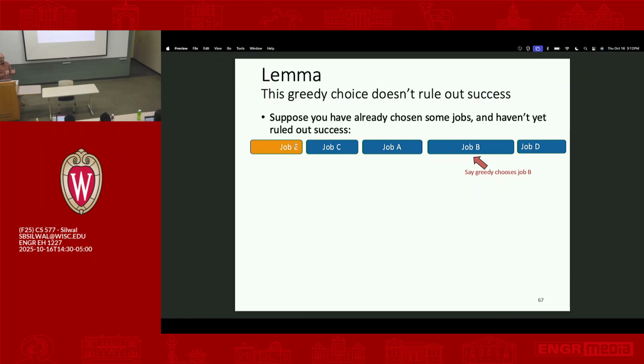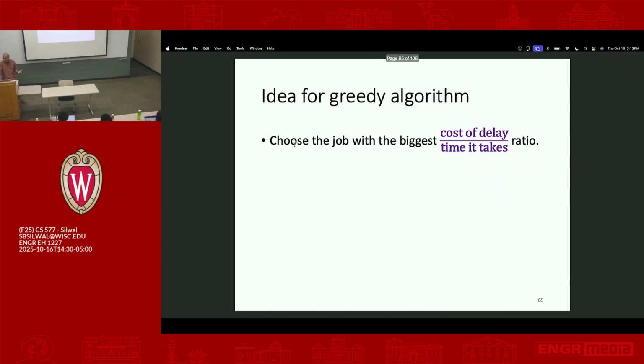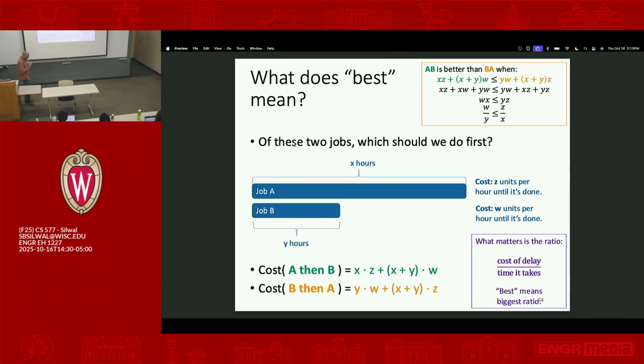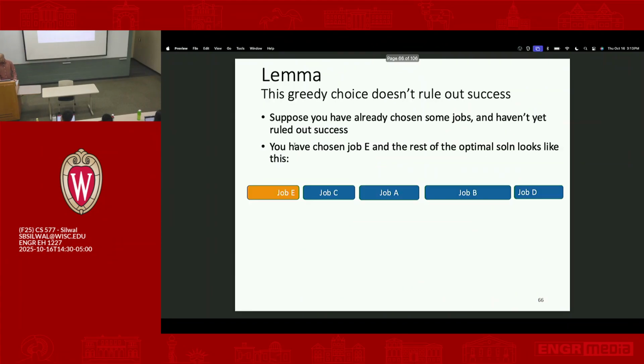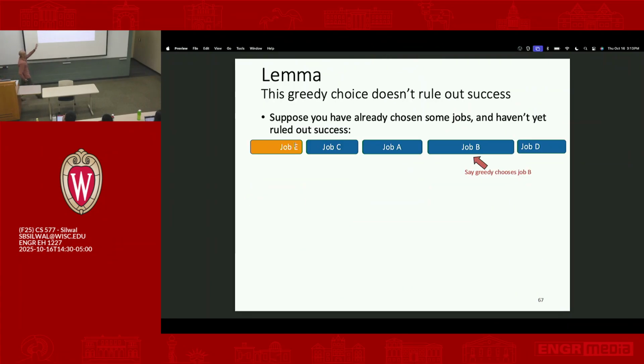Any idea what we can do to show that it's okay for optimal to also do job B next? What did we just say? We said if I have two jobs, then the best thing to do is follow this ordering. So if greedy ends up picking something that's very different from the optimal, then I can always swap, okay?